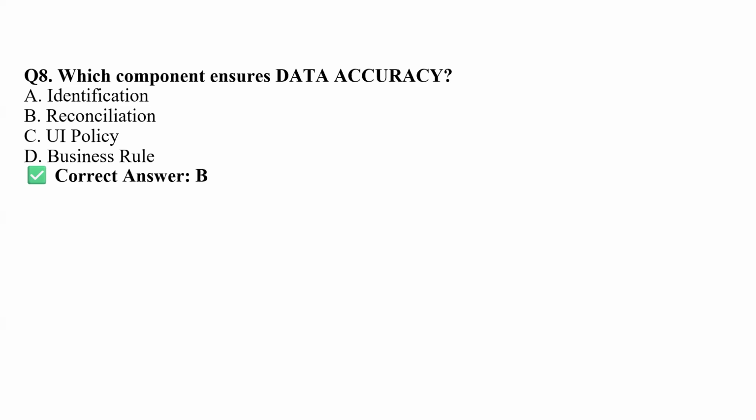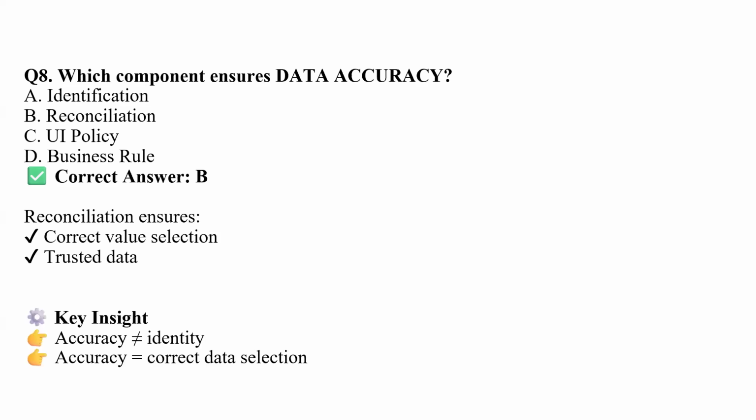The best way to remember is the ID card. What's the purpose of an ID card? It prevents duplicates. The same logic we can apply here. So reconciliation ensures correct value selection and trusted data. From a data integrity point of view, reconciliation is important. Here, accuracy is correct data selection.